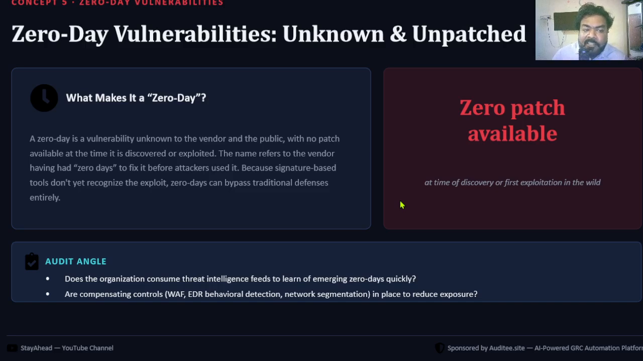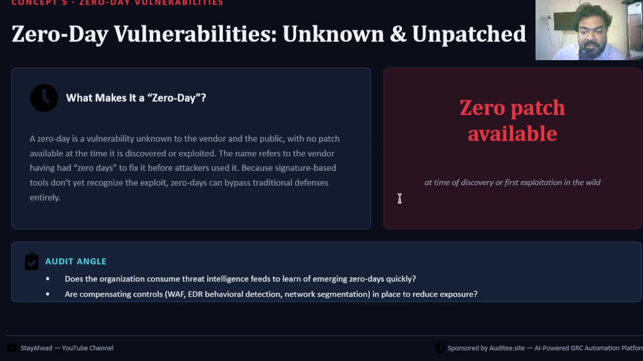Zero-day vulnerabilities. Now what happens when there is no patch to apply at all? That's a zero-day vulnerability, a flaw that's unknown to the vendor and public with 0 days of warning before it gets exploited, because traditional signature-based tools don't recognize it yet. A 0 day can slip right past defenses that would normally catch known threats.